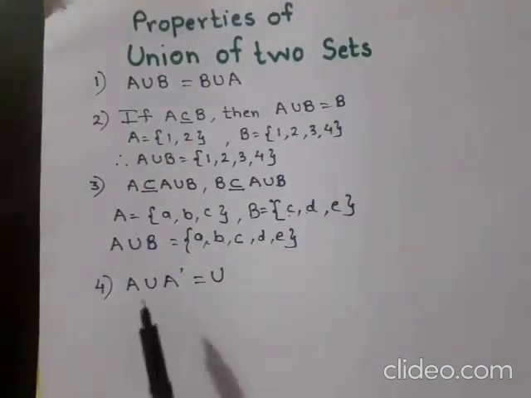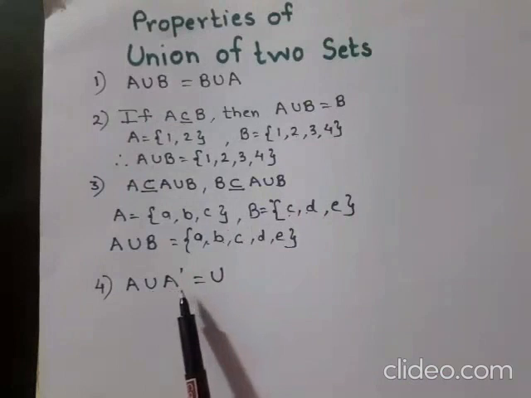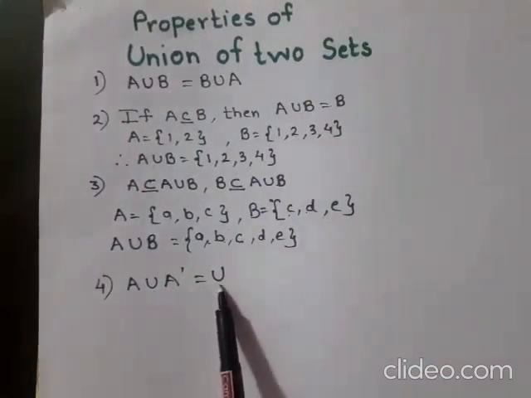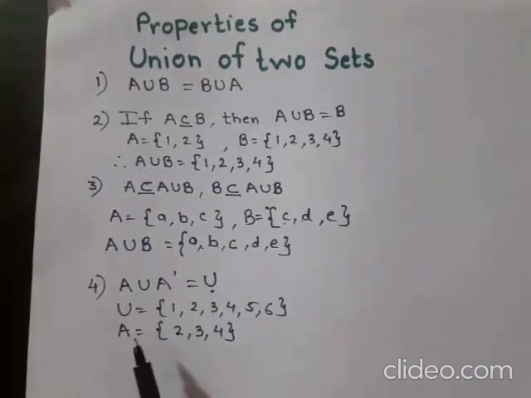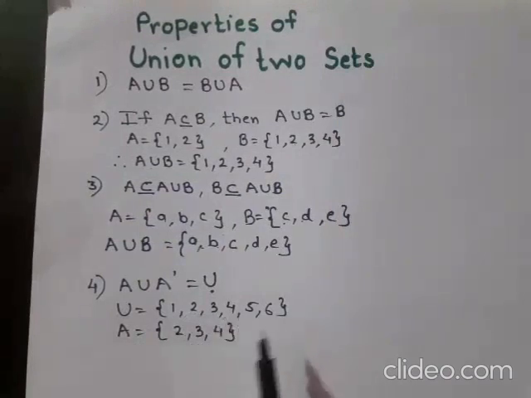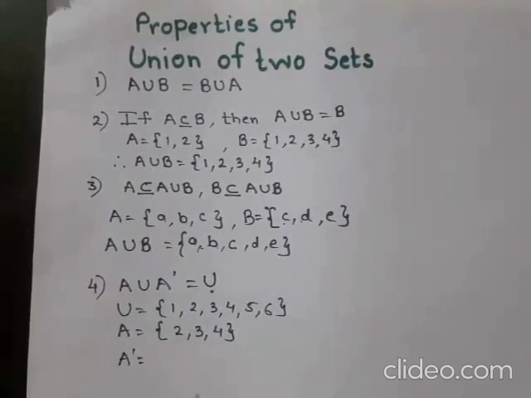Fourth property, A union complement of A is equal to universal set. Here, universal set contains elements 1, 2, 3, 4, 5, 6 and set A contains elements 2, 3, 4. So what will be the complement of set A? Complement of set A will be the elements which are present in universal set but not in set A. So which elements are these?